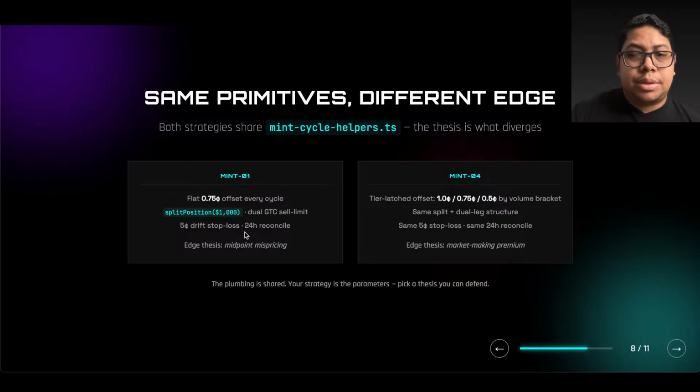Then it's going to be making the split. That's going to be the same. You have a stop loss. You have a reconciliation time, and the mint 04, which is making the large tier, is going to be based on volume, right? So each of these offsets is set or triggered by volume.